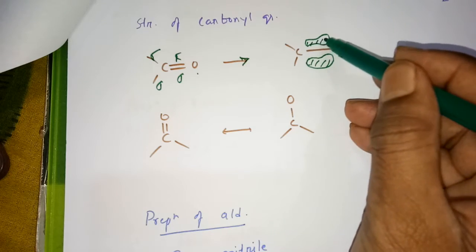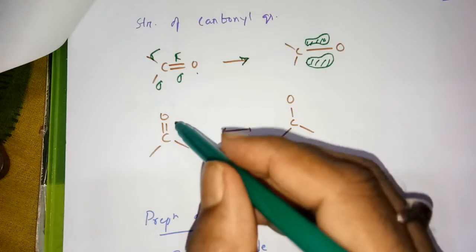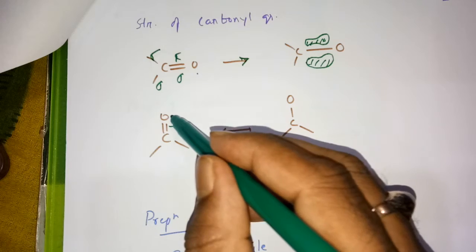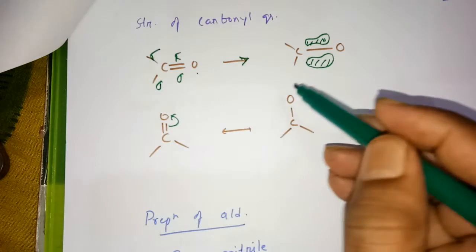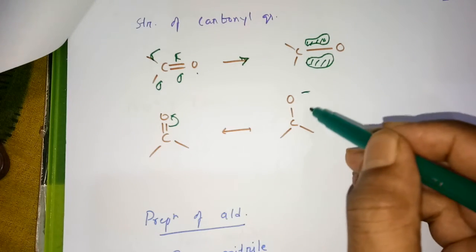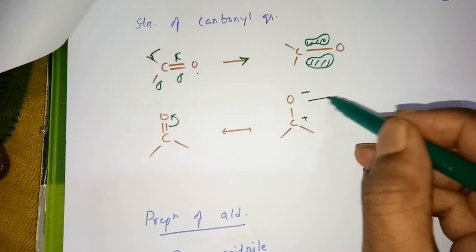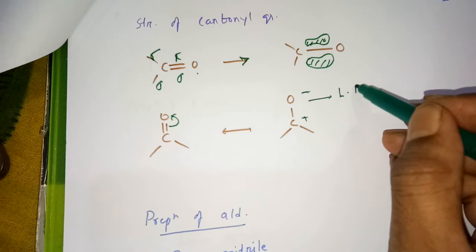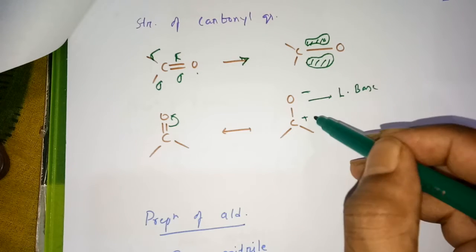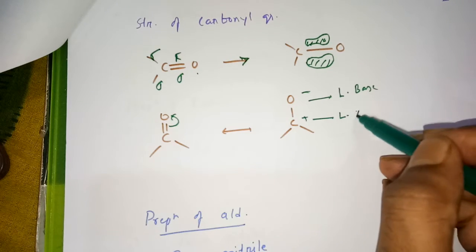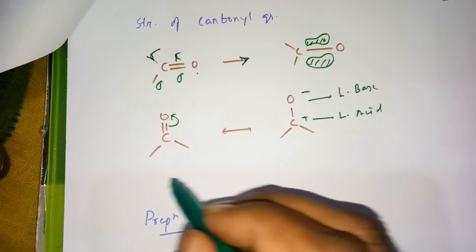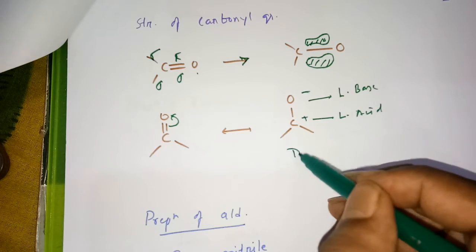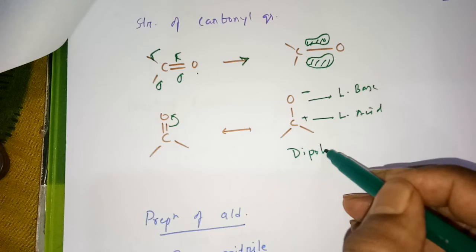The electron density moves towards the oxygen atom. So since oxygen is more powerful, it takes away the electron pair. So oxygen becomes negatively charged, carbon becomes positively charged. With negative charge, it acts as a Lewis base, and with positive charge, it acts as a Lewis acid. This is your neutral structure. This is your dipolar structure.